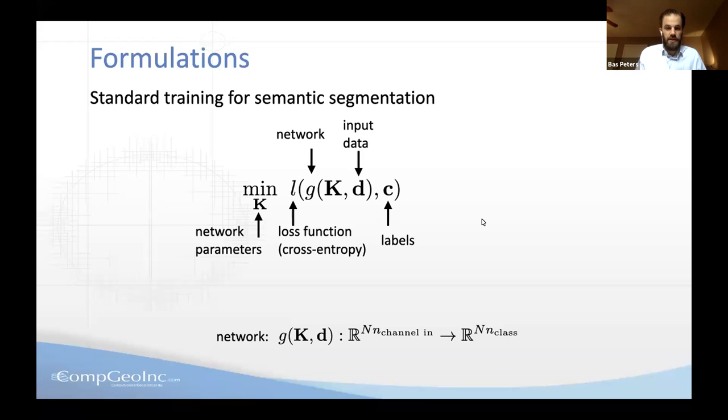So when we look again at the notation, the idea is that we're going to minimize a loss function, say cross entropy, between the output of a neural network G and labels C. The input data would be D and the network parameters are K. So this is what we standardly do if we have full labels.